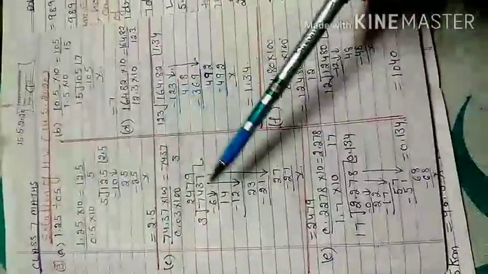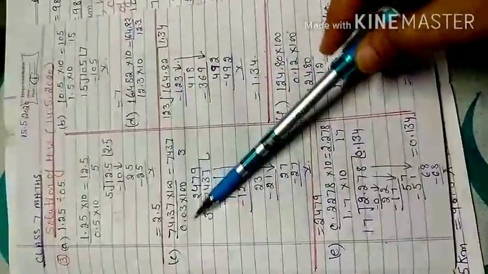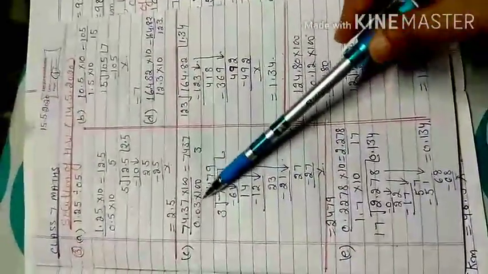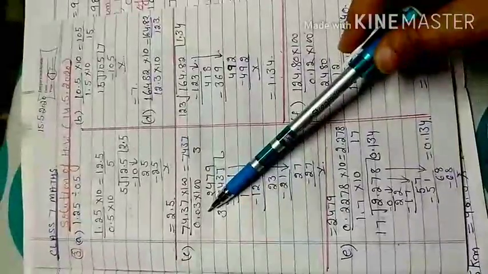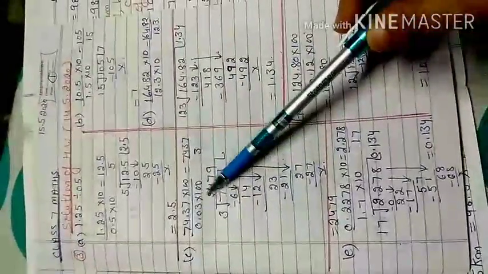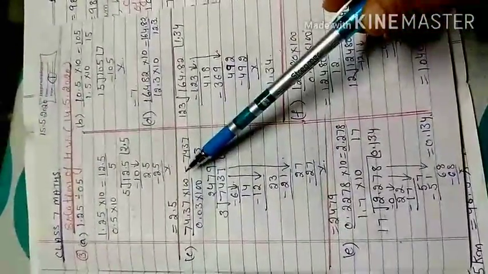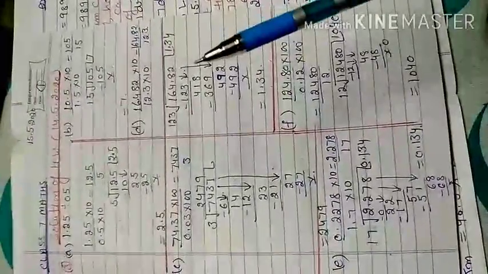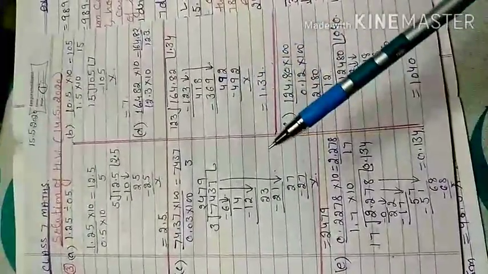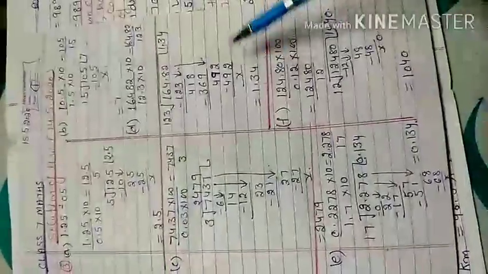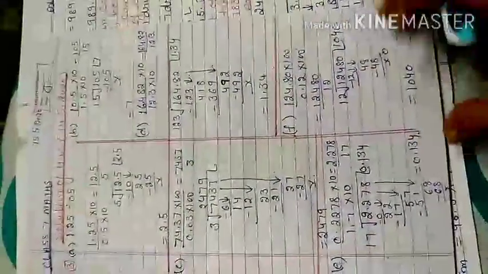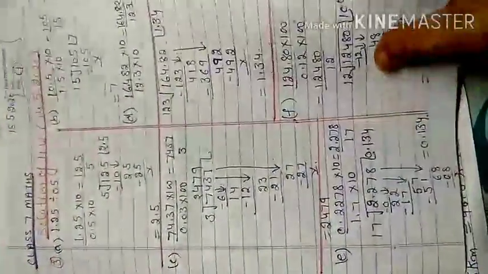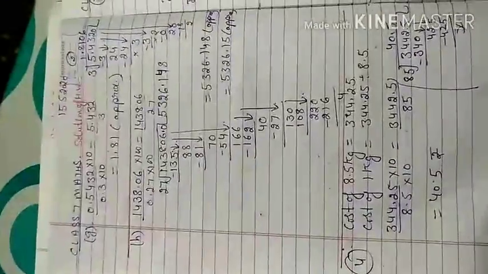Then C, so there is after decimal 2 digits, so that means you multiply 0.03 with 100 to remove the decimal in the denominator. 100 should be multiplied with the numerator. Then after division you will get 2479. Similarly your D, E and F part you have to solve like that. D, E, F.